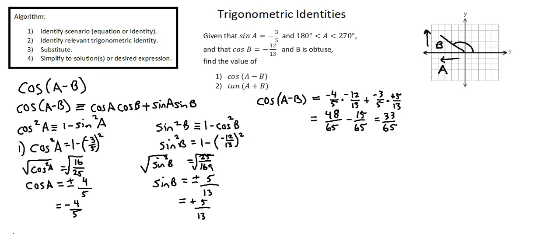So let's summarize by connecting this process to our algorithm step by step. I'm going to go back and erase the labeling of step 1 on the left side of the screen. Step 1, identify scenario, equation, or identity. So our process is to find an equation cosine A minus B equals something given the particulars of our scenario. Step 2, identify relevant trigonometric identity. That's going to be the compound angle identity with cosine and subtraction. So step 2, I've identified my identity. I realize to use that identity I need 4 values. I only have 2 of those values.